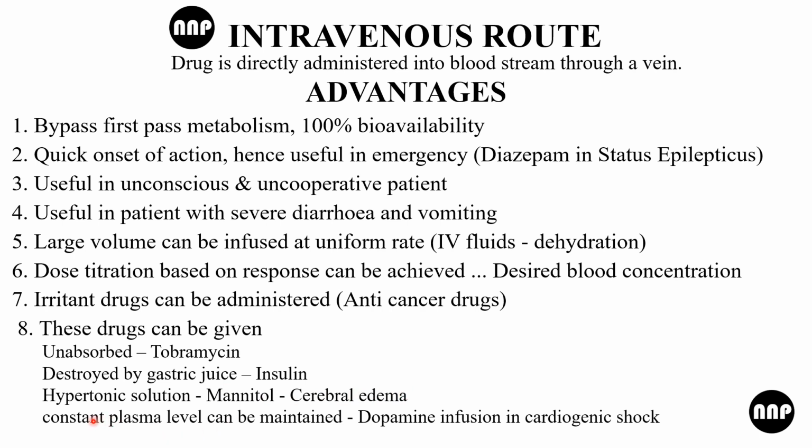Then also IV route will help us to maintain a constant plasma level. For example, dopamine infusion in cardiogenic shock. Make a habit of writing examples when you are explaining it. It will fetch you more marks.